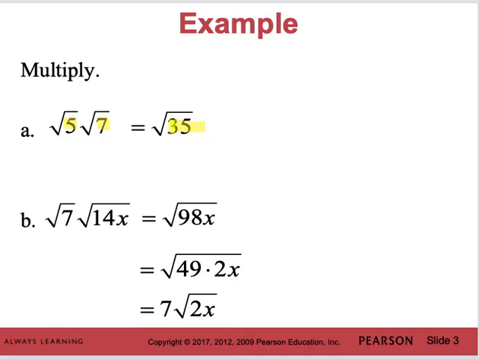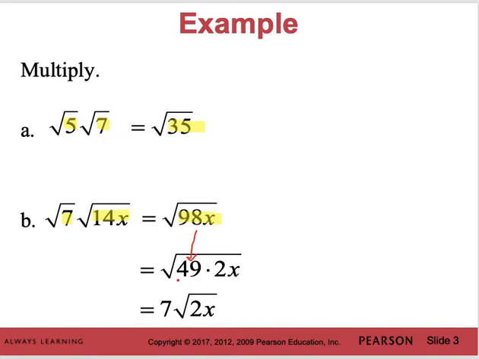5 times 7 or 7 times 5 is 35. Even if there's a variable, we keep that variable with it. 17 times 14x is 98x. After, though, we can ask ourselves, can we simplify that any further? 98x. I can break that down into 49 times 2. And this can be a perfect square.